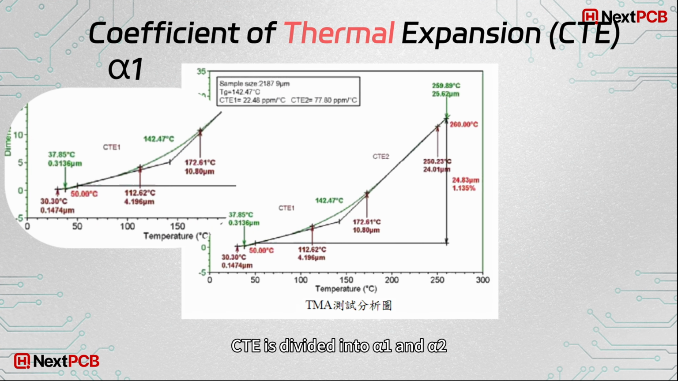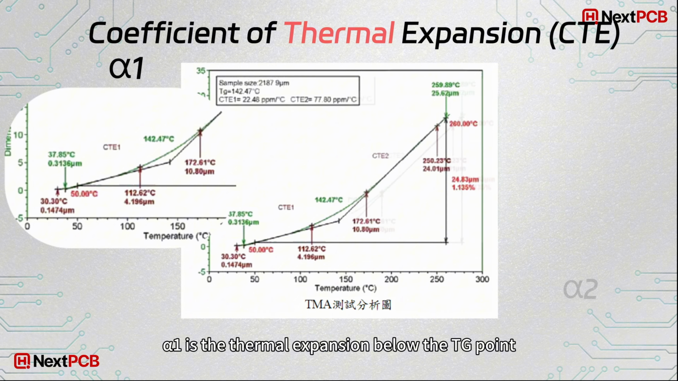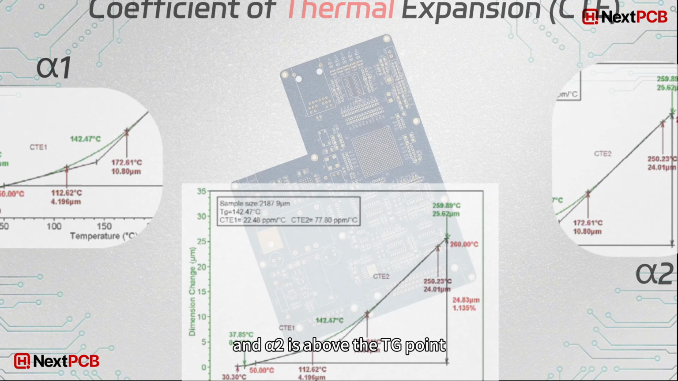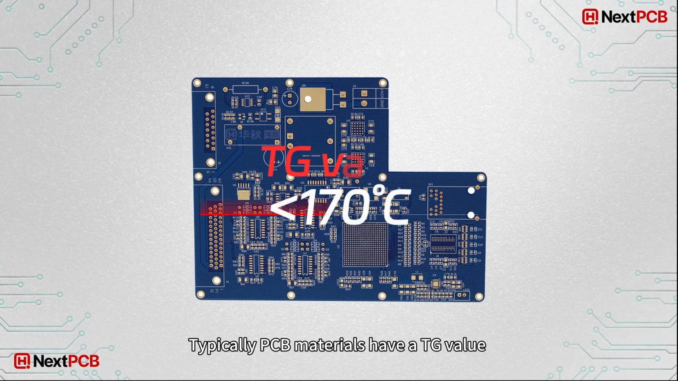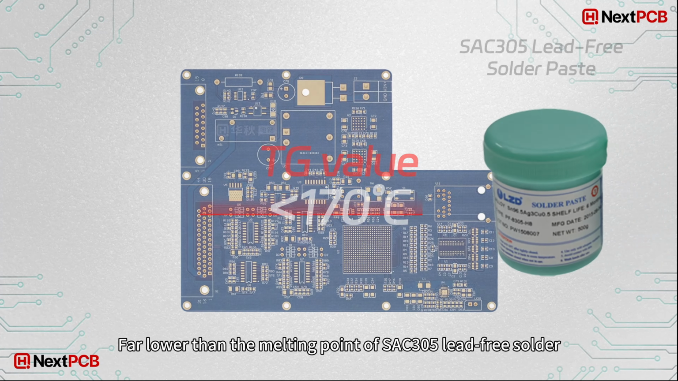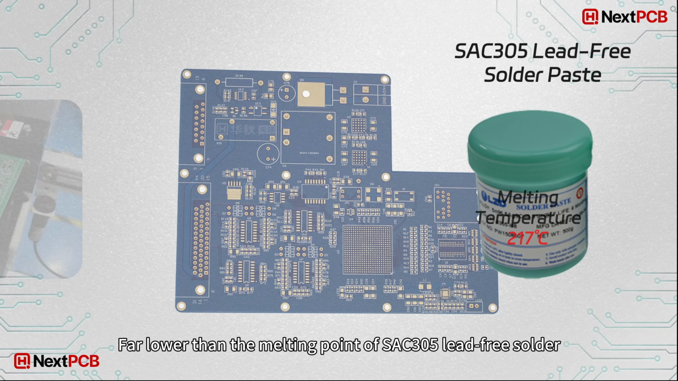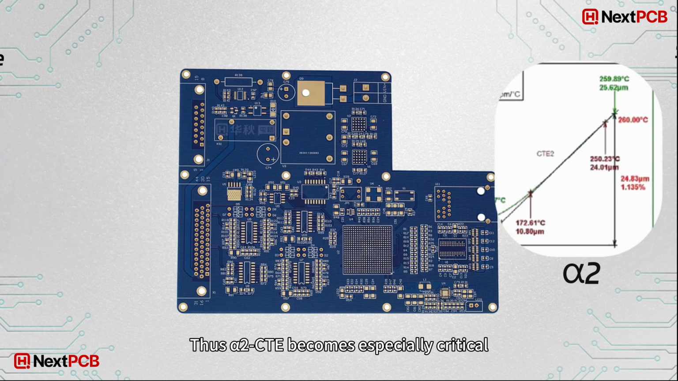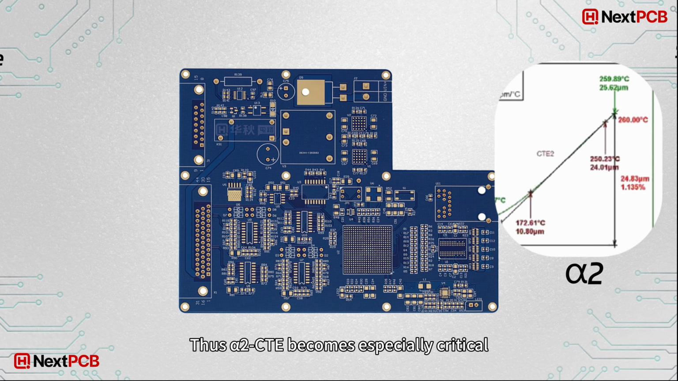CTE is divided into alpha 1 and alpha 2. Alpha 1 is the thermal expansion below the TG point, and alpha 2 is above the TG point. Typically, PCB materials have a TG value no more than 170 degrees C, far lower than the melting point of SAC 305 lead-free solder, and the peak reflow temperature of 250 degrees C. Thus, alpha 2 CTE becomes especially critical.